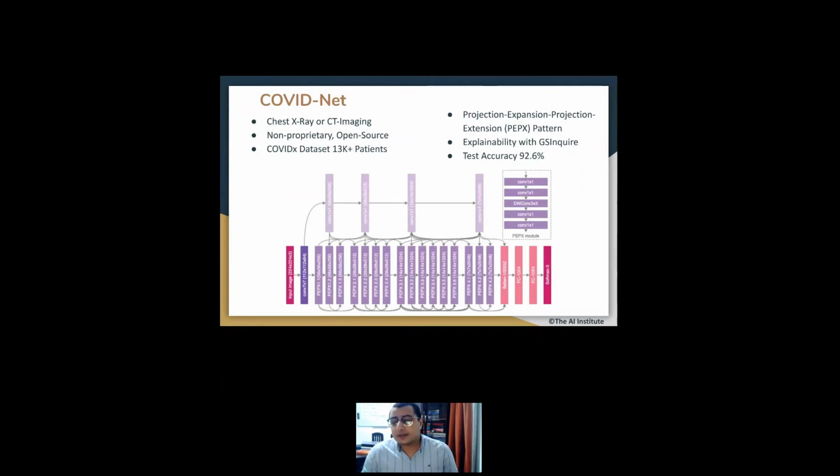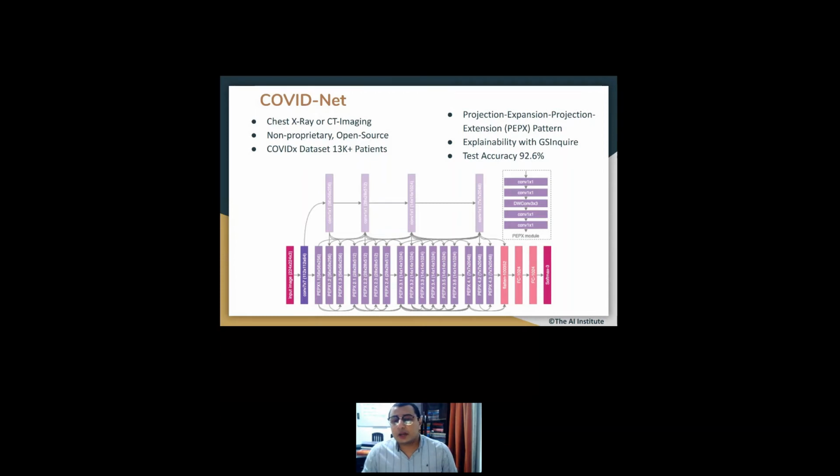And the pattern here is projection-expansion-projection-extension, or PEPX. It's a very fancy name for a simple idea, which is based on reducing the number of filters by using one-by-one convolutions. When I say the number of filters, for example, if you are working with RGB images, you have 3 filters for red, green, and blue.